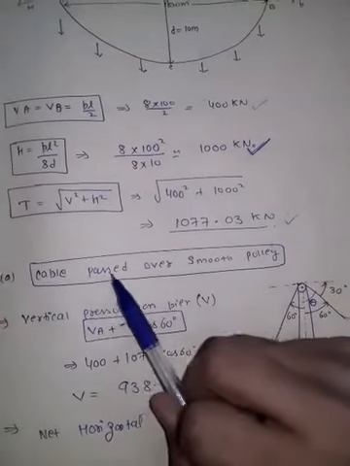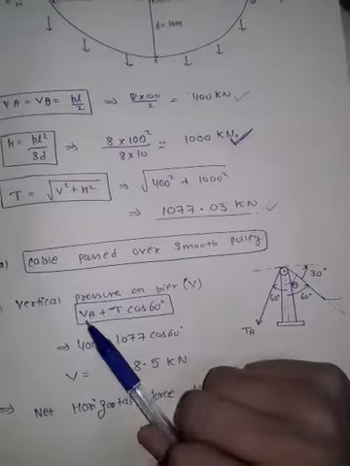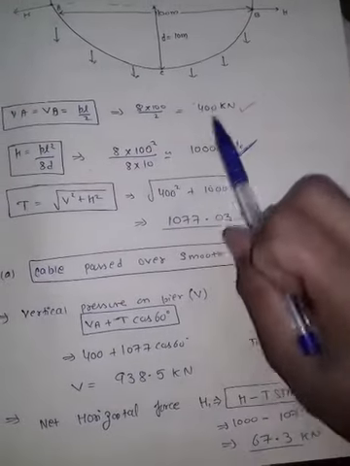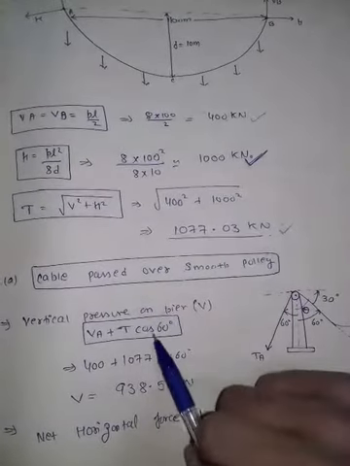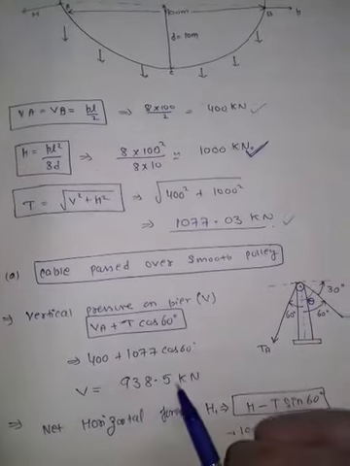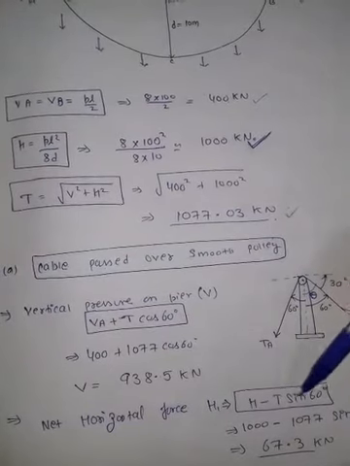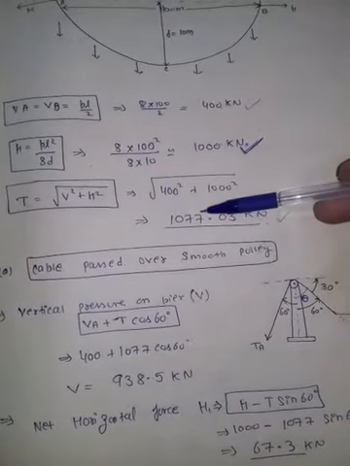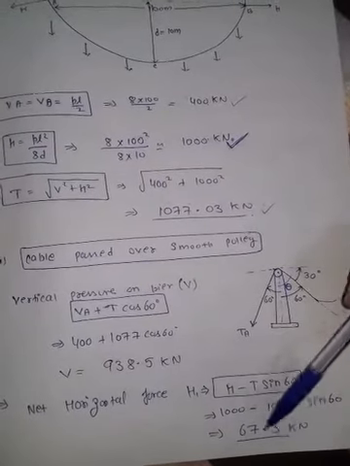The cable passes over the smooth pulley, so the vertical pressure on the pier, V, is equal to VA plus T cos theta, and theta is 60 degree. The value of VA is 400 kilonewton, the tension is 1077.03 kilonewton and theta is 60 degree. So we calculate 938.5 kilonewton. The net horizontal force H1 is equal to H minus T sin theta. H is 1000 kilonewton, tension is 1077.03 kilonewton and theta is 60 degree. So the horizontal force is 67.3 kilonewton.